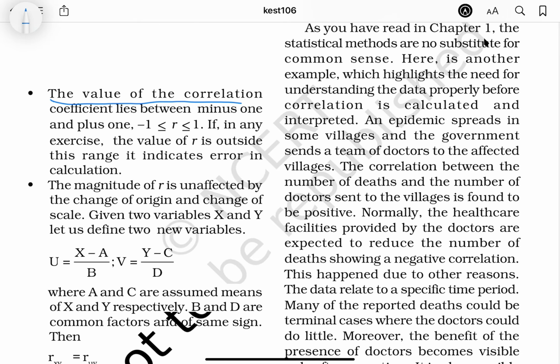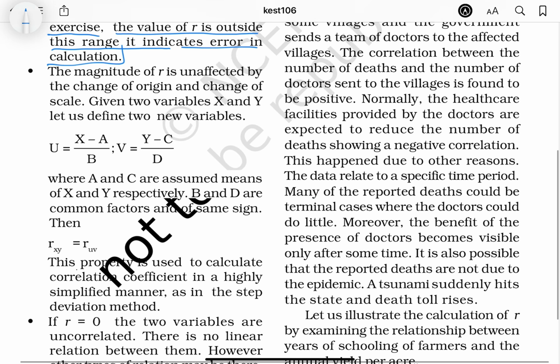The value of the correlation coefficient lies between -1 and +1. -1 is smaller than or equal to R, and R is smaller than or equal to 1. If in any exercise the value of R is outside this range, it indicates error in calculation. The magnitude of R is unaffected by the change of origin and change of scale.